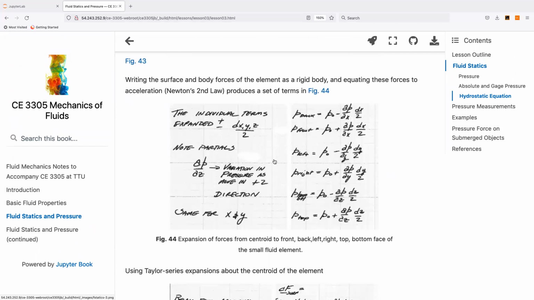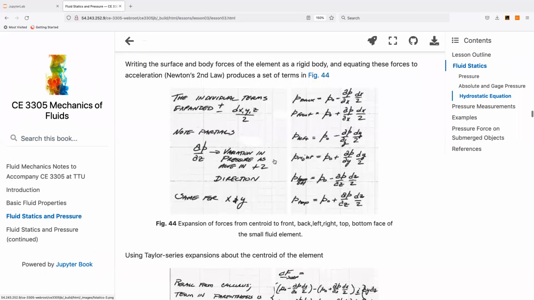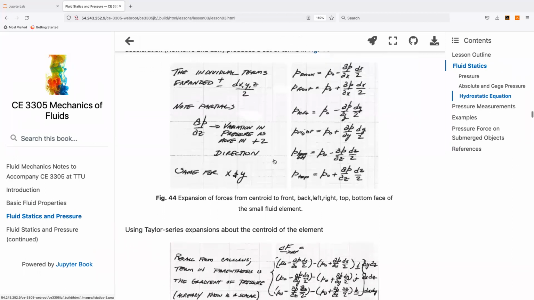So we write the surface and body forces of the element and equate them to acceleration. If we expand the individual terms about that centroid, we note that we have partial derivatives. We can write that the pressure force on the back is whatever it is at the centroid minus the variation of pressure with respect to position in the X direction multiplied by dx over 2. Because the centroid's in the middle, so we're going half the distance to the left wall, half the distance to the right wall, half the distance top, half the distance bottom. So we do that 5 more times. Aren't you glad I'm not writing that on the board right now? Yeah, me too.